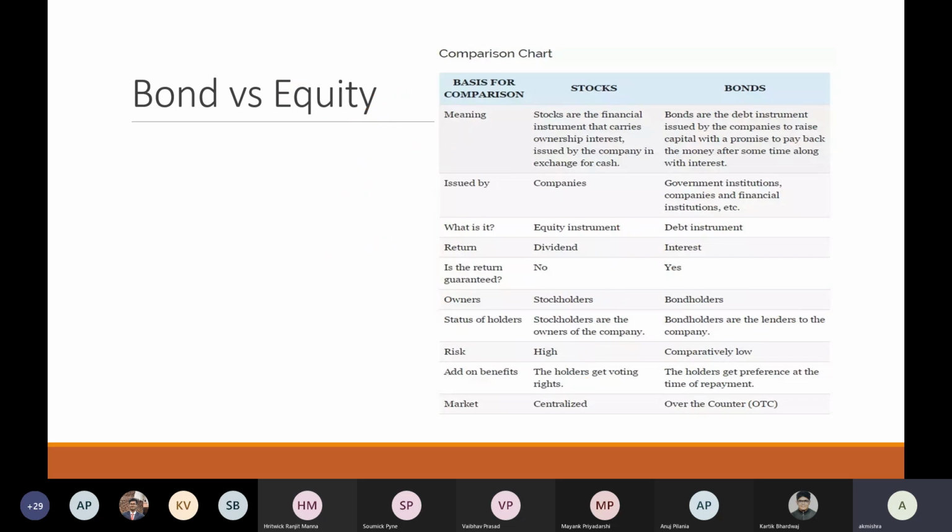Now let's compare with the bond. Remember, a bond is a debt instrument, similar to a bank loan. If you remember, when you take a bank loan, you have to pay interest and you have to pay the principal amount. And you will have certain obligations, a contract or agreement.